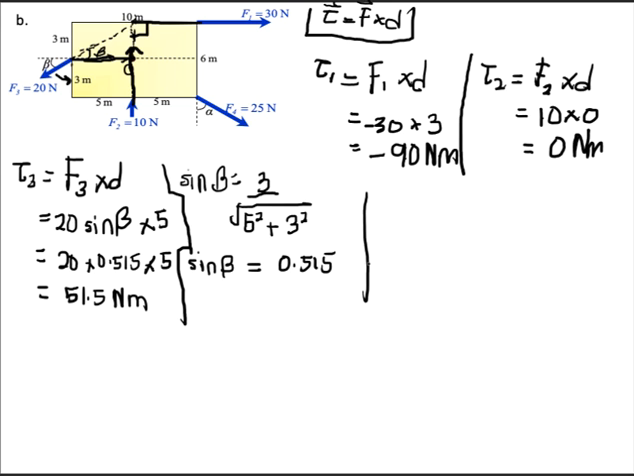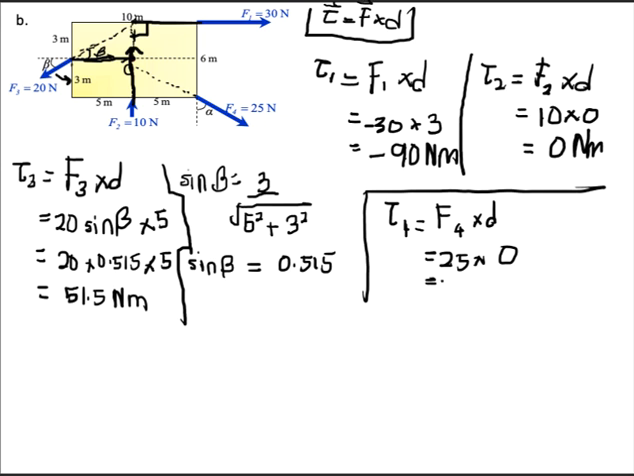Now is torque for F4. So torque 4 equals F4 cross D. F4 is 25 Newton. If we extend this F4, it touches the axis of rotation. It touches point O. So there is no distance from the axis of rotation, same as torque 2. So torque 4 is 0 Newton meter.